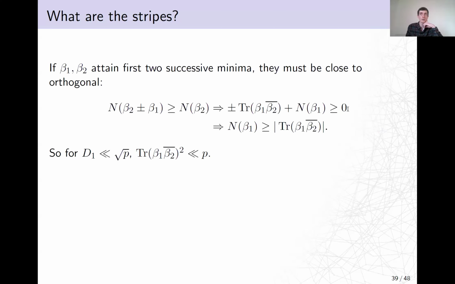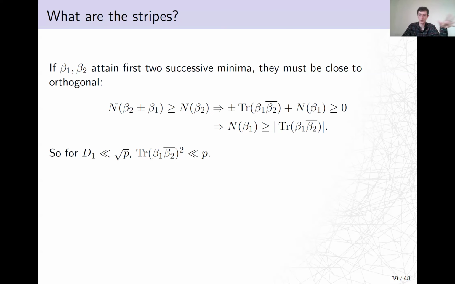Now, how does this result tell us anything about the stripes? Well, the idea here is that if beta 1 and beta 2 attain the first two successive minima, I've already said before that this means that they must be close to orthogonal. And the math that I have on the screen is just giving some quantitative measure of what that means. Explicitly, because beta 2 attains the second successive minimum, beta 2 plus or minus beta 1 must be at least as large in norm.